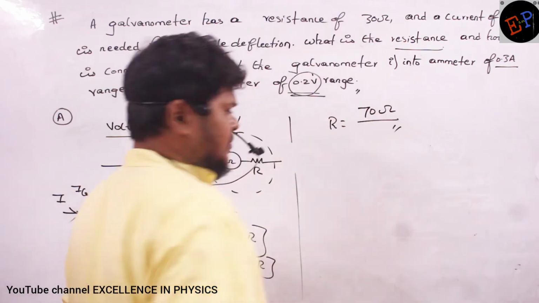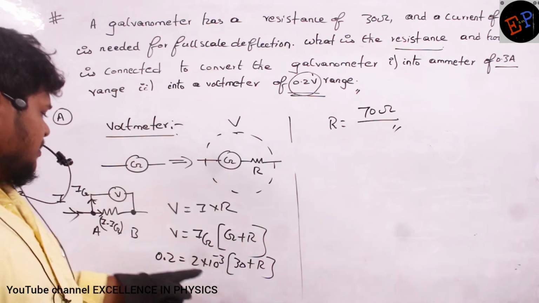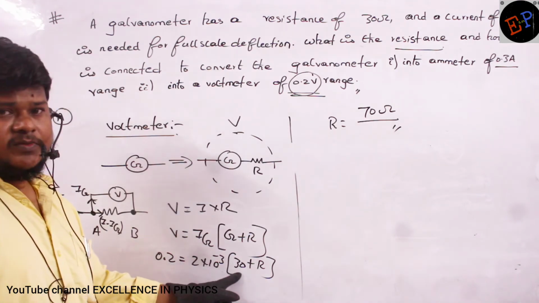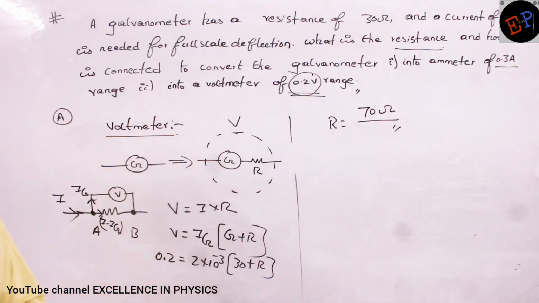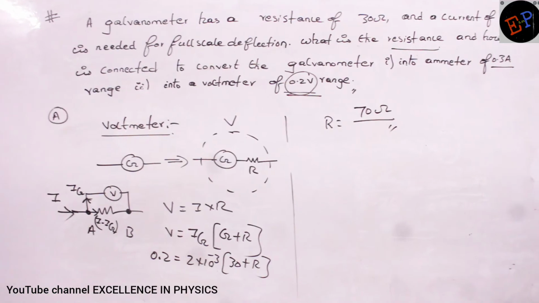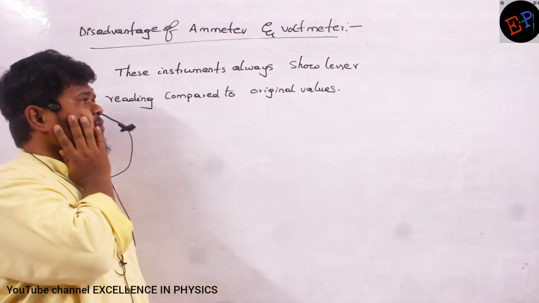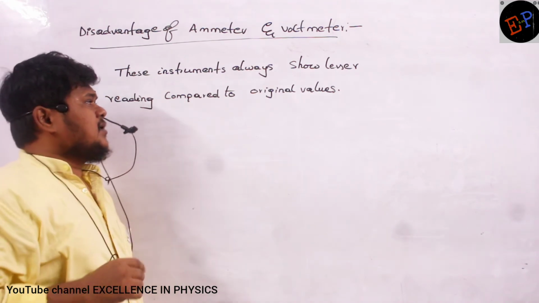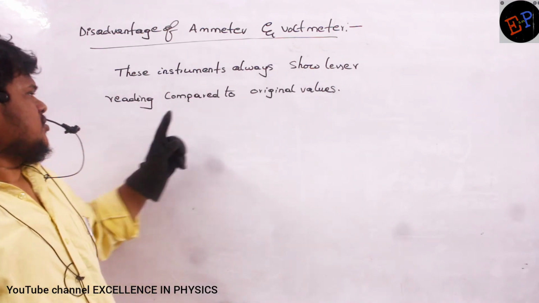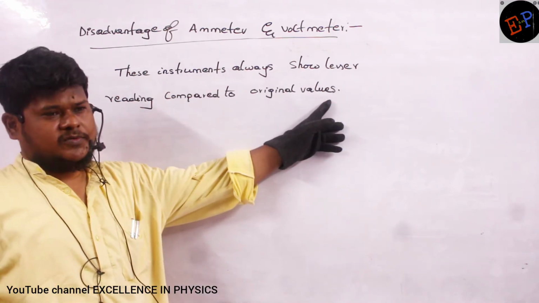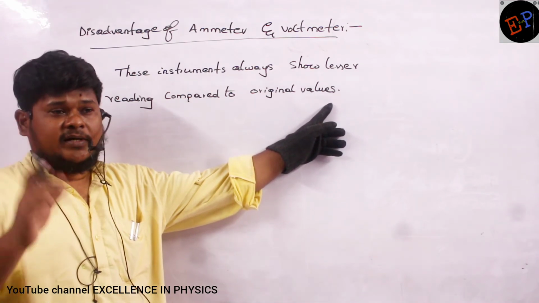70 ohms is a very big value, no? When compared to the resistance of the galvanometer, which is 30 ohms. The resistance of the external resistor is very large, 70 ohms. That's it. Now we are discussing the disadvantages of ammeter and voltmeter. Their biggest disadvantage is that these instruments always show a lesser reading when compared to the original values. For example, if I am supposed to measure 10 amperes, it will show only 9.8 amperes.